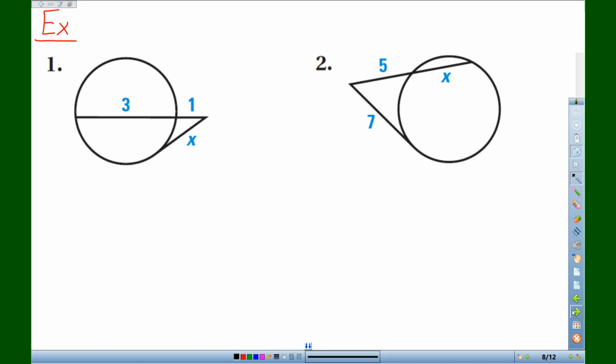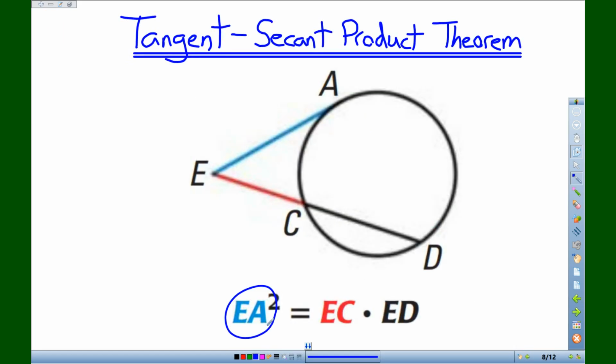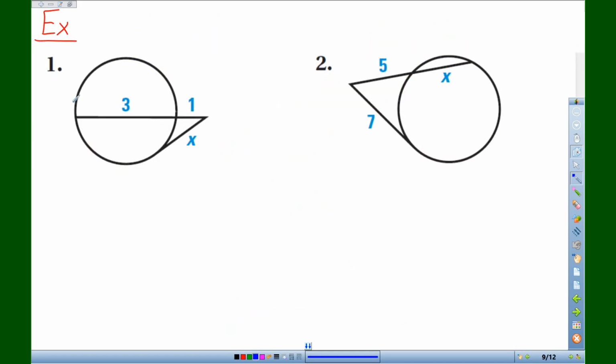Okay, so let's try it. Go ahead and copy these two circles. We'll try them out. First things first, when you go to start these problems, start by squaring your tangent line. On number 1, here's my tangent line. So I'm going to start by squaring that, x squared. And then move on to your secant line. Same thing as we've been doing. The outer segment, 1 times the entire line, 1 plus 3.